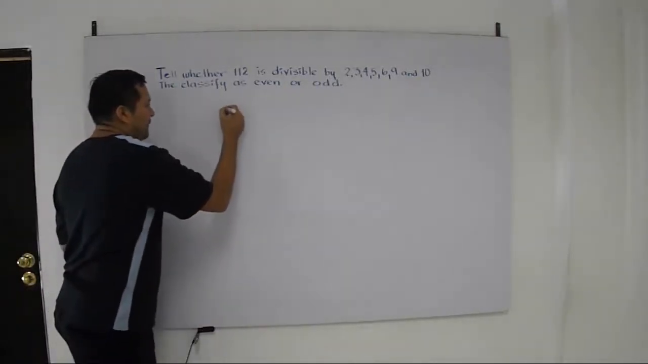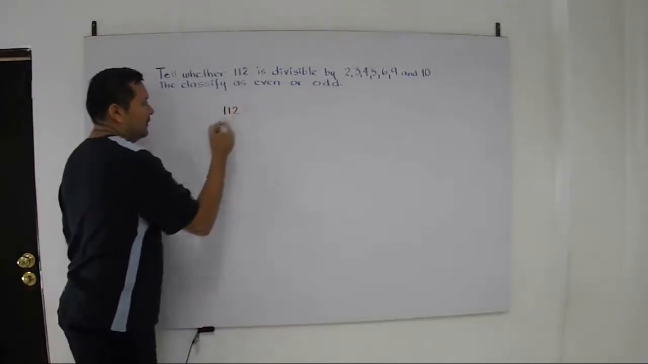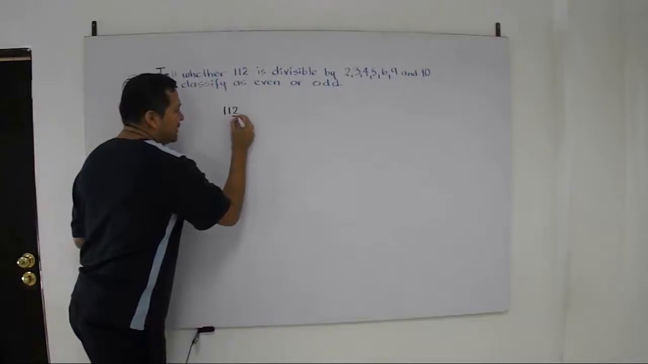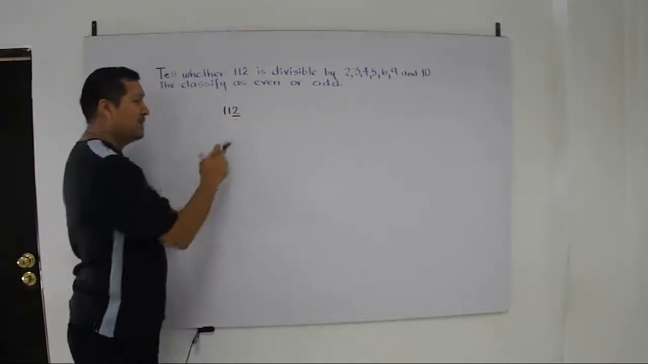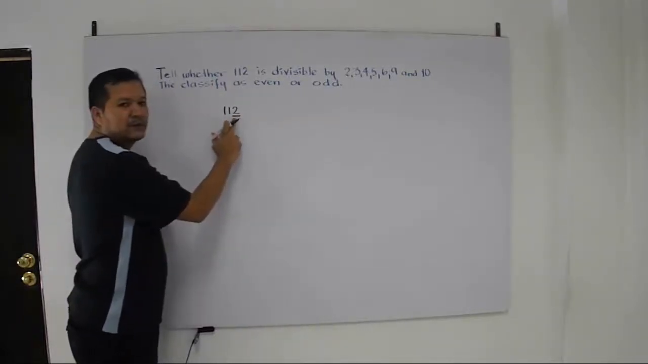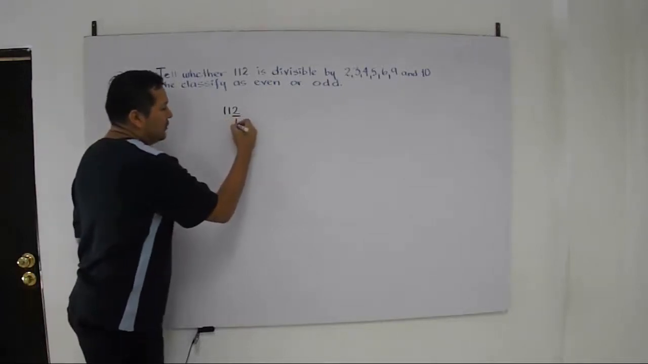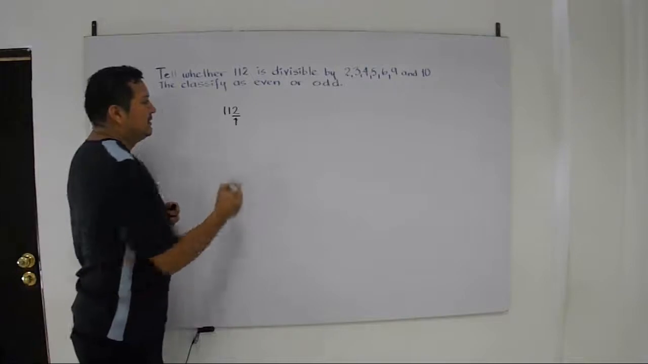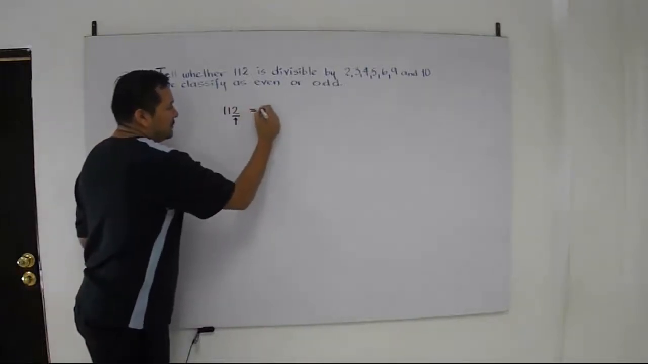112 is divisible by 2. We only have to check if the number is even. The ones digit is the first digit on the right. So this number 2 tells us this number is divisible by 2.